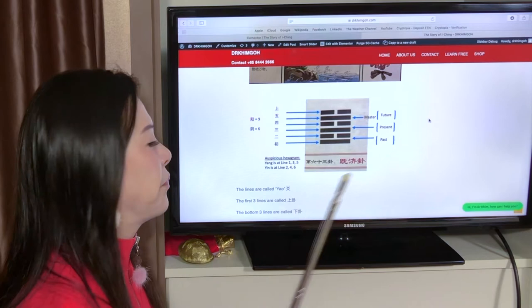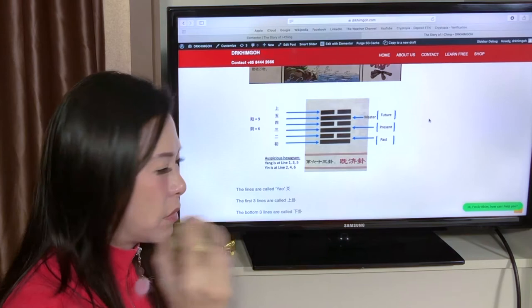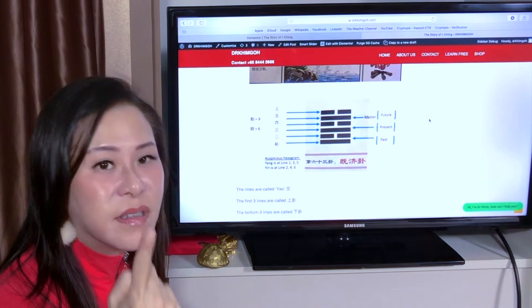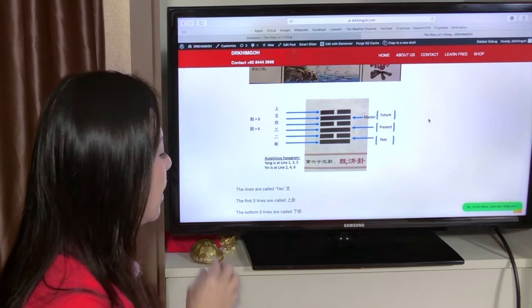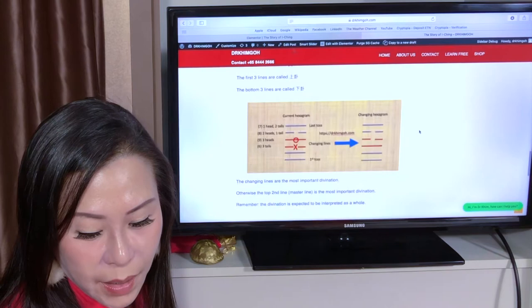Now there's another name for the line. We call it the yao. You shake this, yao. So the first toss, the first three coins you toss, is called the first yao. The bottom three lines are called the xiagua, and the top three lines are called the shanggua. I hope I'm clear. Yeah, that's about all.